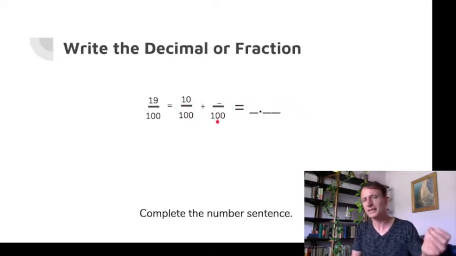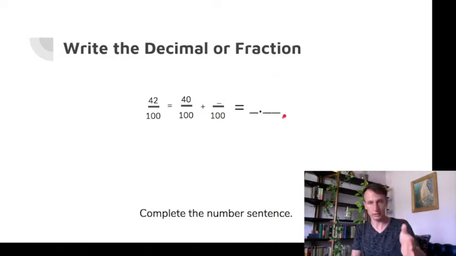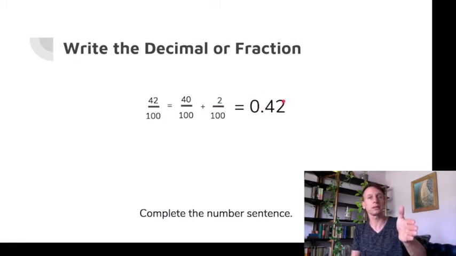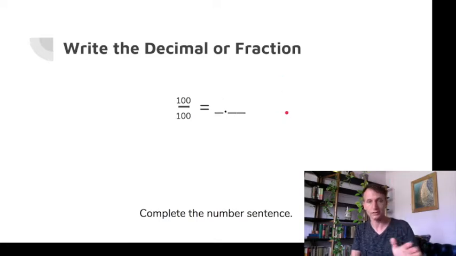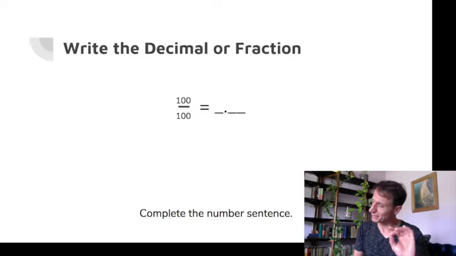19 hundredths would be 10 hundredths plus 9 hundredths. 19, where are we? Hundredths. 42 hundredths would be 40 hundredths plus 2 hundredths. 42, read the number, where are we? Hundredths. Great. 100 hundredths. Okay, stop and think of money.